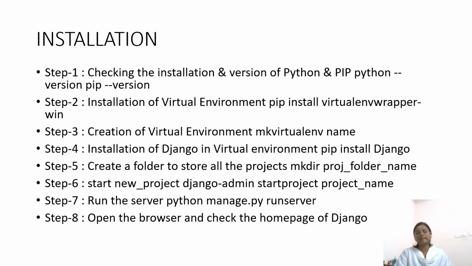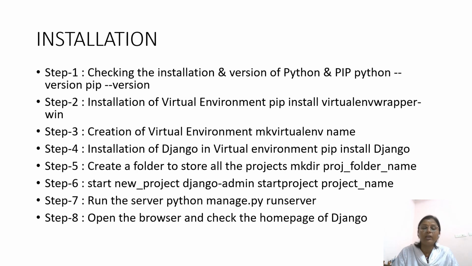Next, installation: how to install Django applications. These are the things we have to follow. We have seen the architecture, and after the architecture, we have to use the Django applications, which means we have to install them. After installing Django, we have to check the installation and the version of Python and pip, then install a virtual environment. We have to store it in some folder, so we create a project name folder.